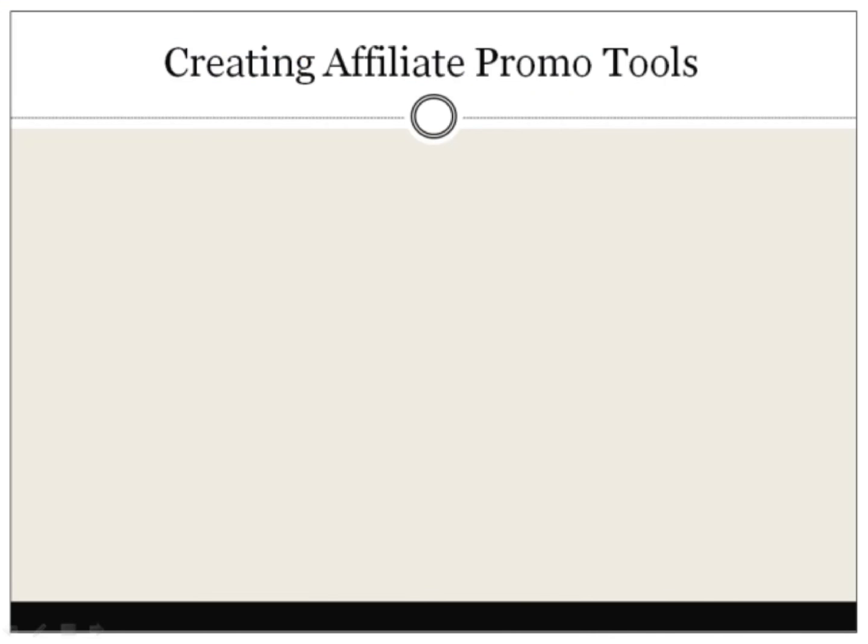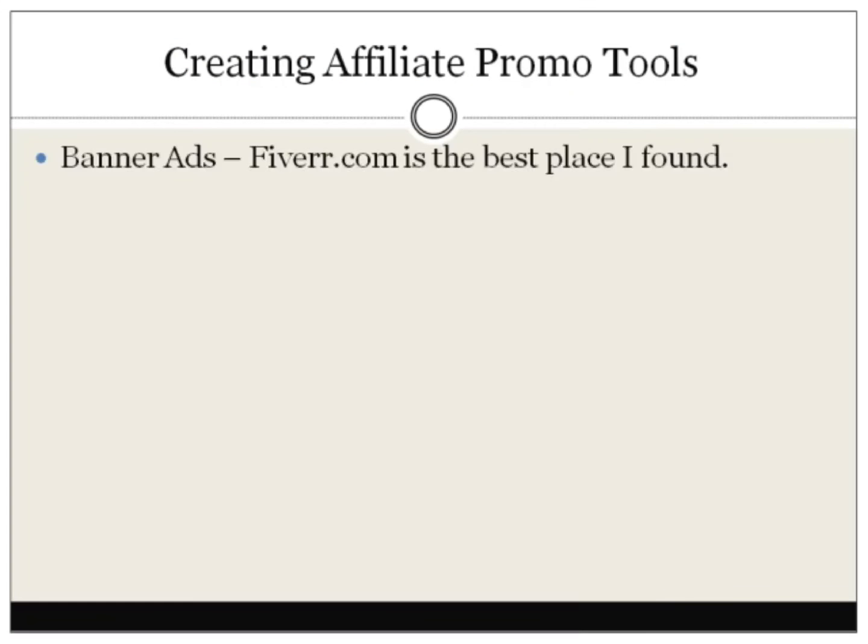Now let's talk about creating affiliate promotional tools for your affiliates. Banner ads are great, and the best place to create banner ads is a site called Fiverr.com. And I found this is the best place to find people to create banner ads for cheap. I personally use Fiverr.com, and I've found people to create banner ads for around $5 to $10.